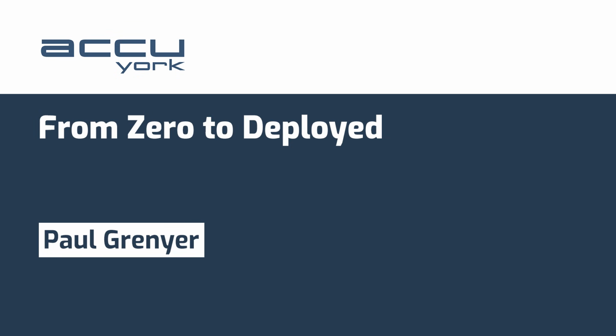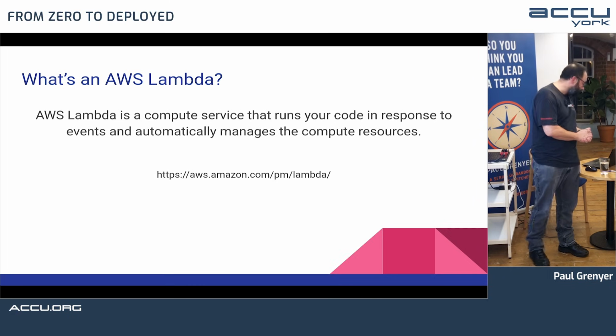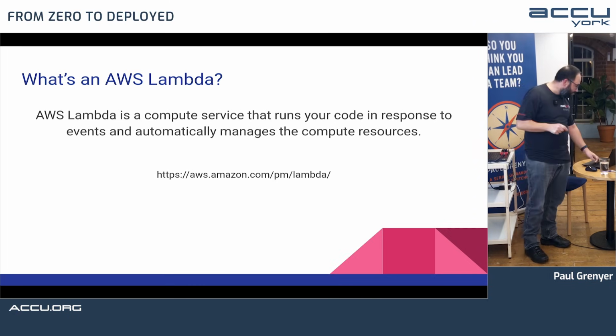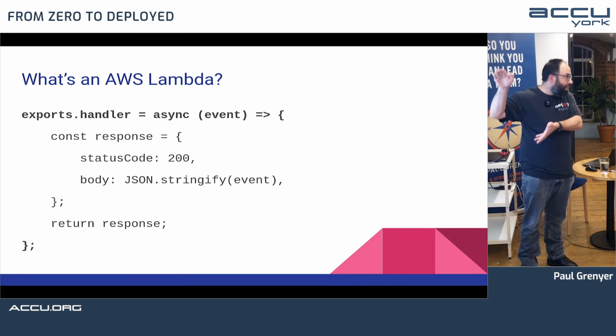Right, let's start with what a Lambda is. So AWS say that a Lambda is a compute service that runs your code in response to events and automatically manages the compute resources. That's what it says at this link. But what it really is, it allows you to write a simple piece of code like this.